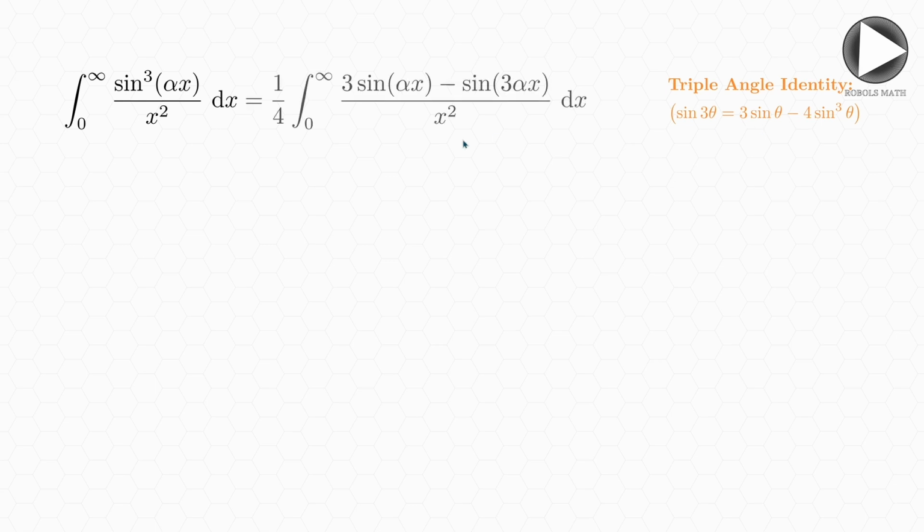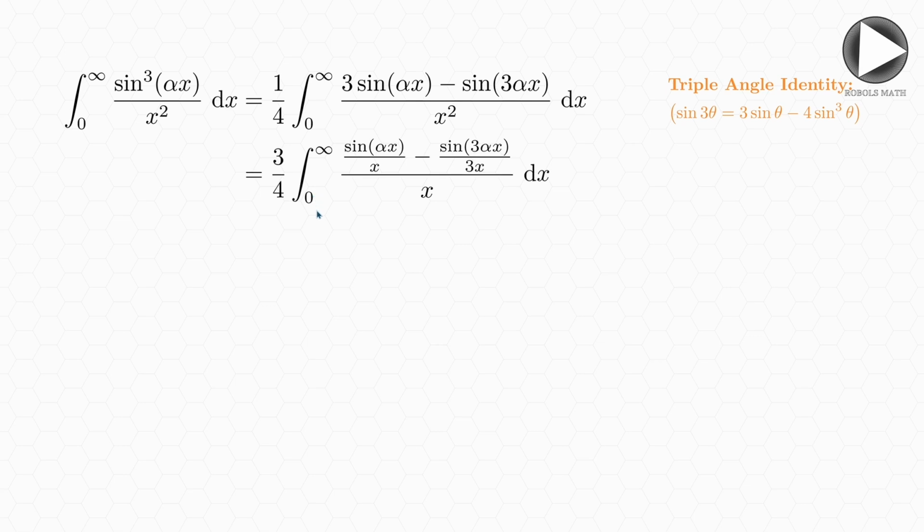To be more specific, sine cube of alpha x is equal to 3 sine of alpha x minus sine of 3 alpha x, all over 4. Okay? So in this case, theta is equal to alpha x. Now we can factor out the 3/4 from here and then put one of the x's from the denominator to the numerator. So we'll have something like 3/4 of the integral of sine of alpha x over x minus sine of 3 alpha x over 3x, then all over x, still evaluated from 0 to infinity.